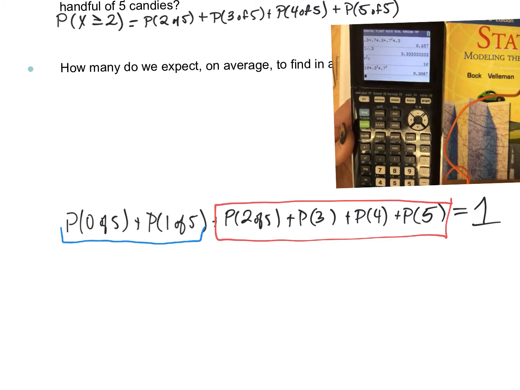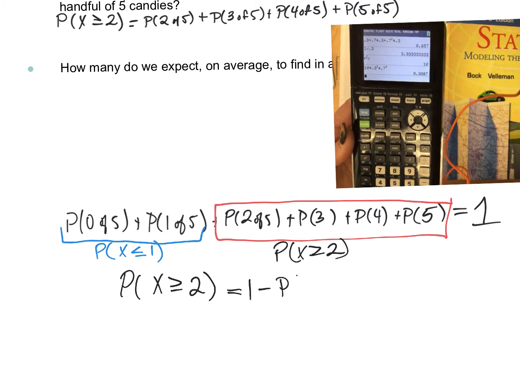Right? So the probability that x is greater than or equal to 2, that's this part, right? This is the probability that x is less than or equal to 1, right? Do you agree with that? The 0 and 1 is less than or equal to 1. So the probability that x is greater than or equal to 2 is 1 minus the probability, I'll do this in blue, that x is less than or equal to 1.